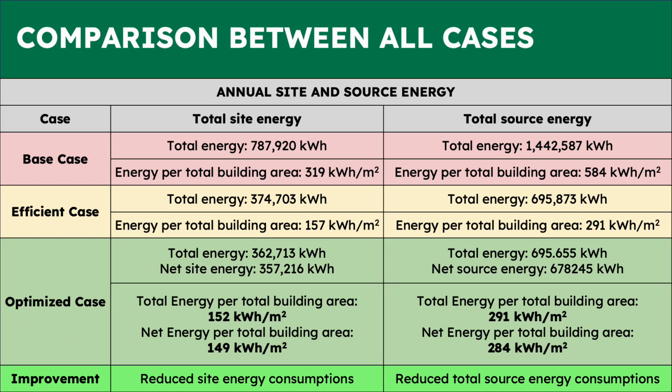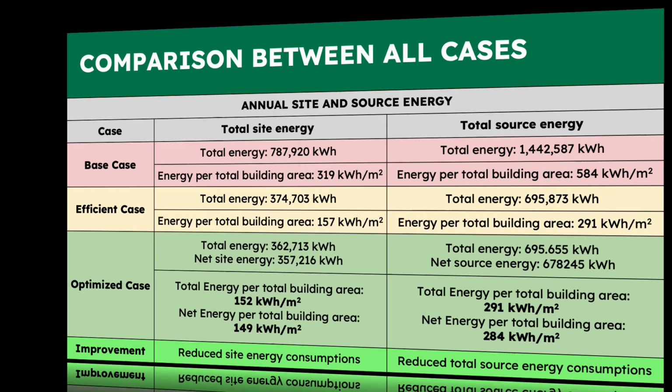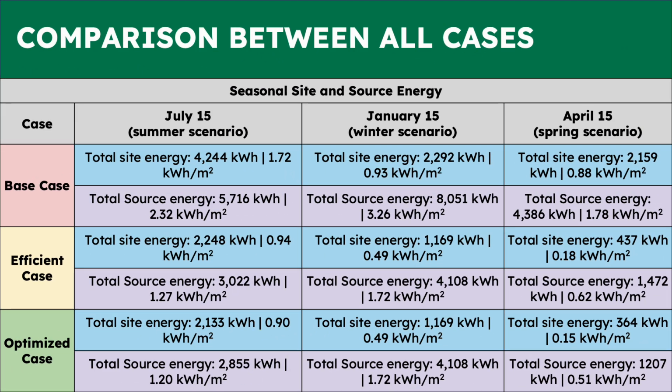In terms of annual site and source energy, consumptions have gone down from the base case to efficient case by 52% and an additional 3% in the optimized case. For the site and source energy by seasonal case, energy consumptions went down from the base case to efficient case by 52% and an additional 3% in the optimized case as represented.